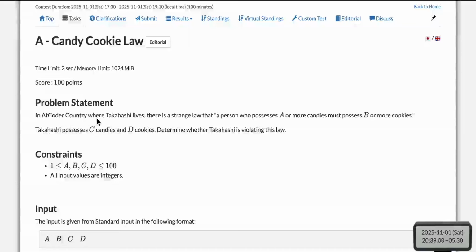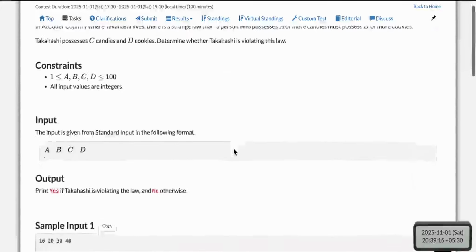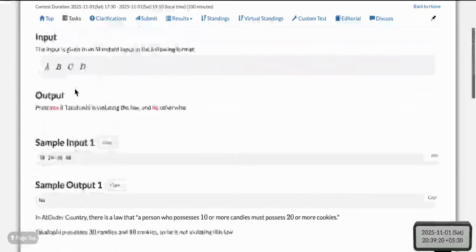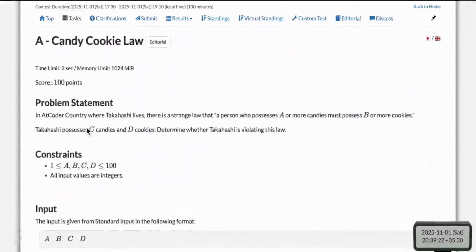In AtCoder country where Takeshi lives, there is a strange law that a person who possesses A or more candies must possess B or more cookies. Takeshi possesses C candies and D cookies. Determine whether Takeshi is violating the law. It is a basic, easy-level question. You have to just check whether C and D are greater than A and B.